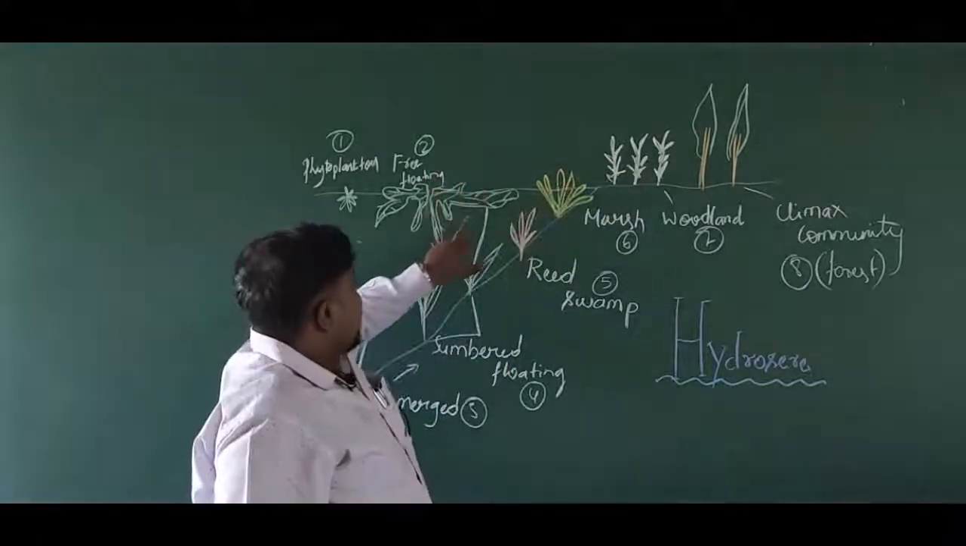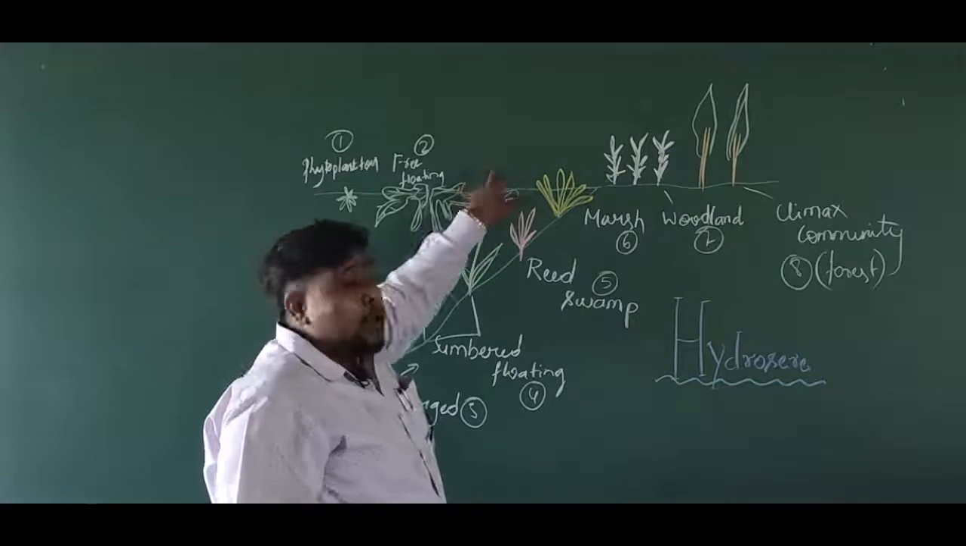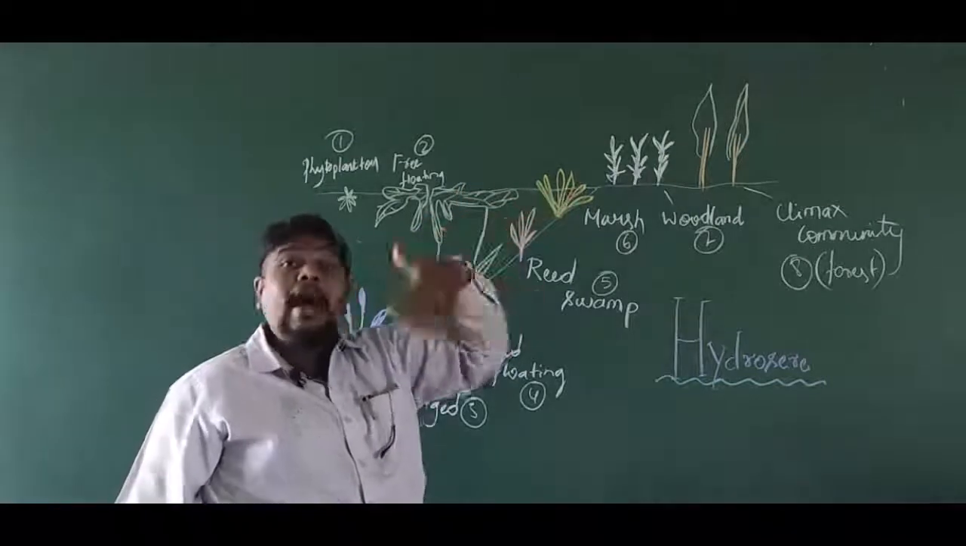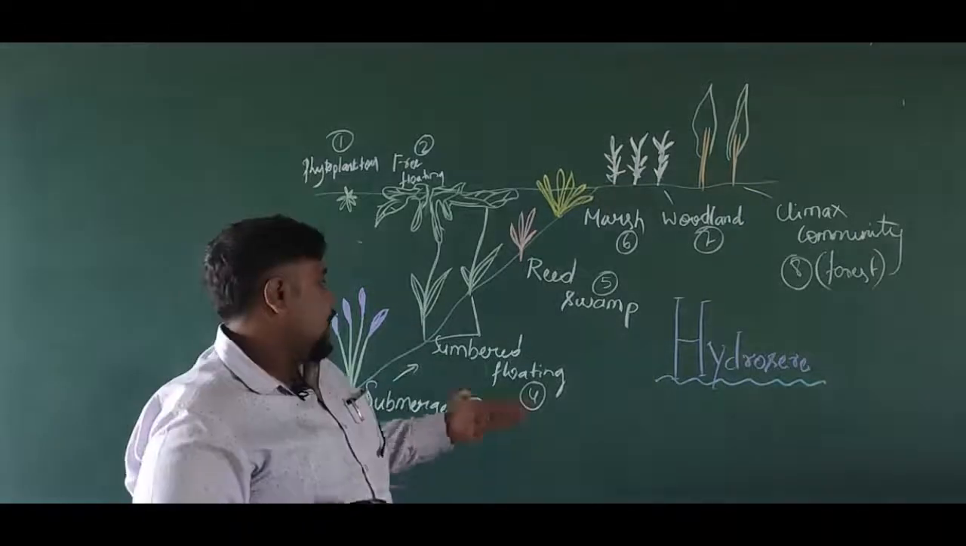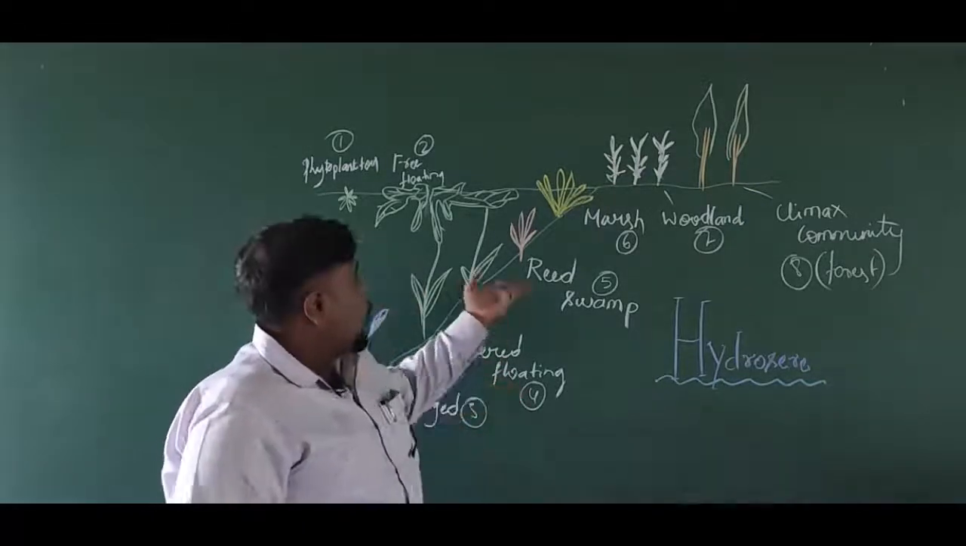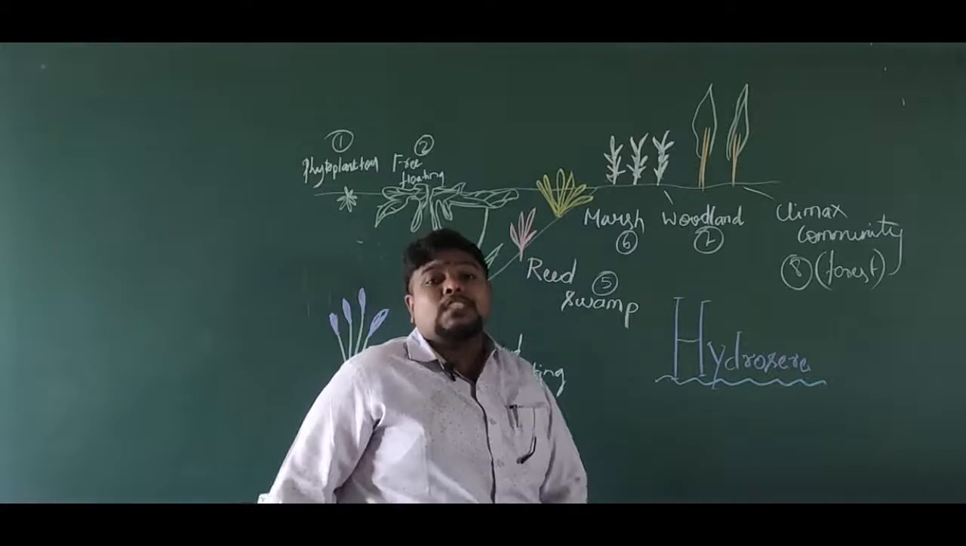Here you can see a few parts of the plant found floating on the surface of the water, as well as a part of the plant that has been submerged here. This was the next stage, followed by the reed swamp stage.